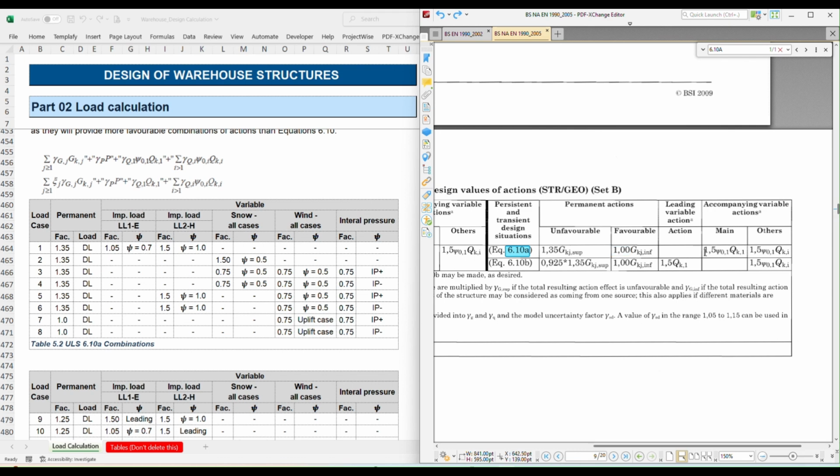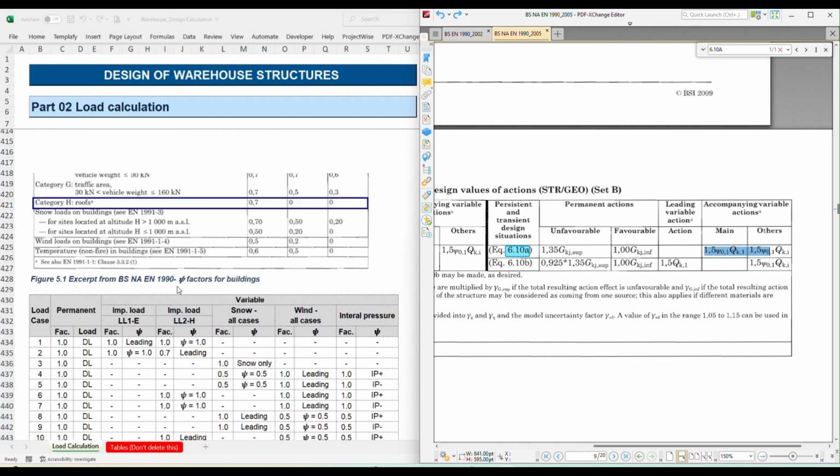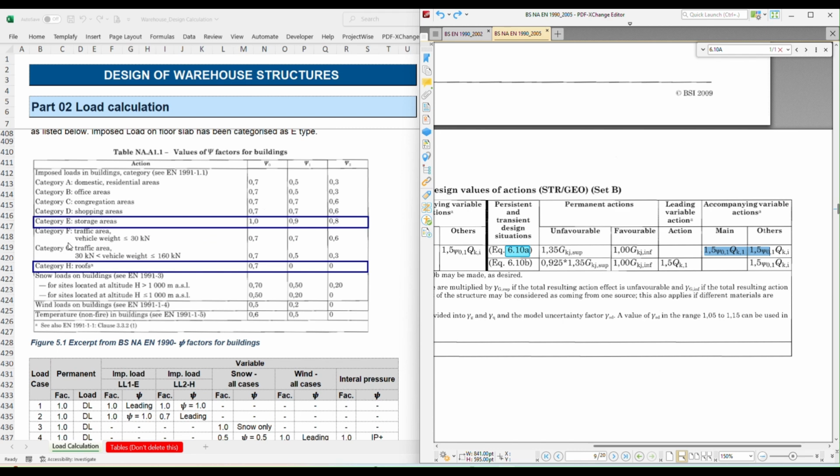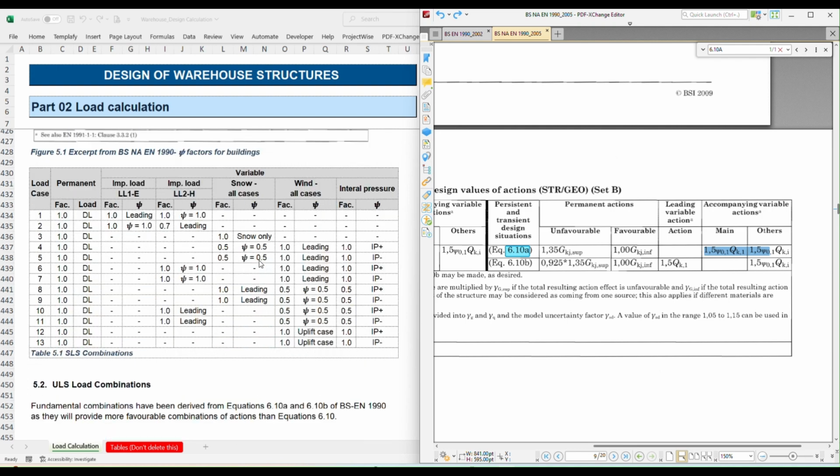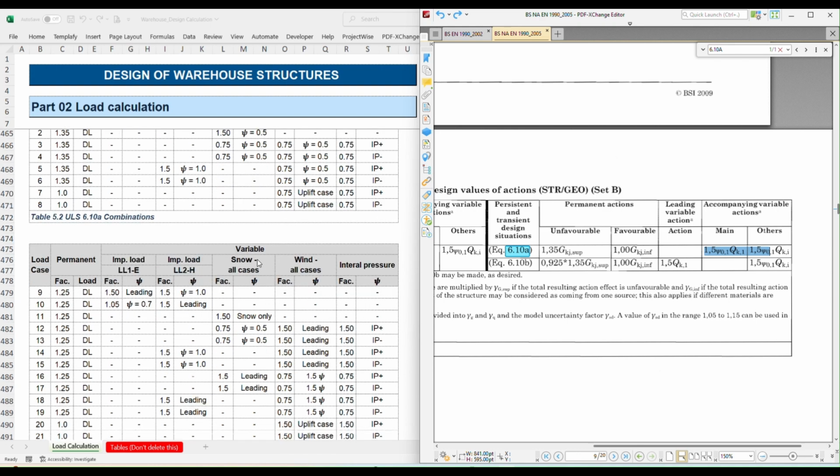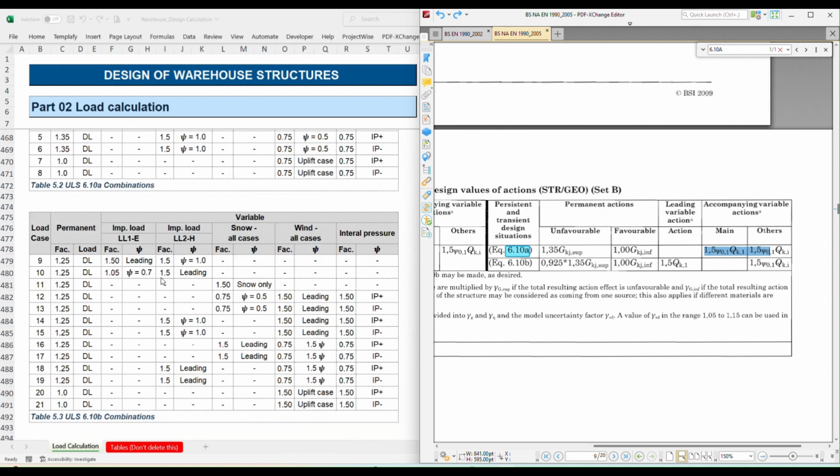So accordingly that variable action should be considered as a 1.5 factor. In this case we are considering 1.5 as a roof load, that is imposed load category H, and for another imposed load, the accompanying variable load, imposed load category E, we are considering 1.5 into the reduction factor which is stated here in this table. So for the imposed load for category E we need to consider 0.7. So we have multiplied this 0.7 with the 1.5 for the leading variable actions. So we are getting 1.05.